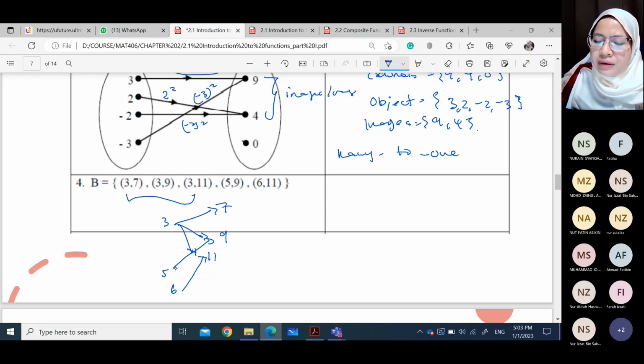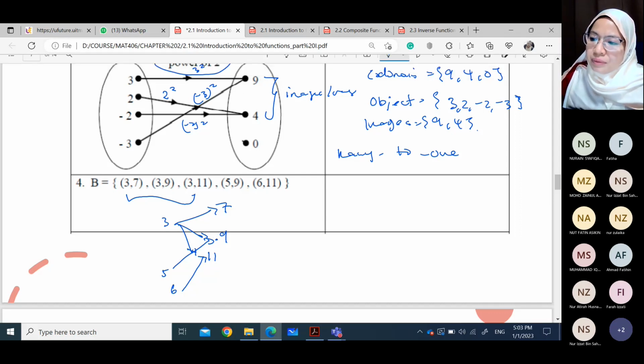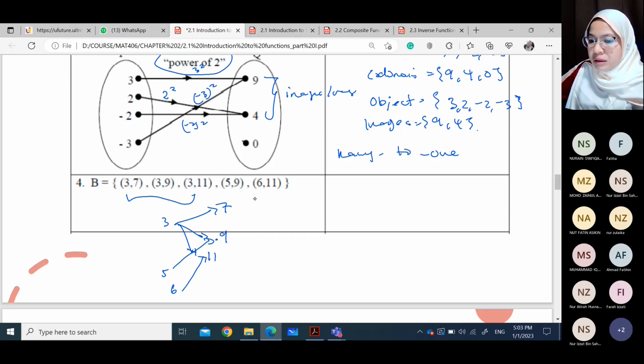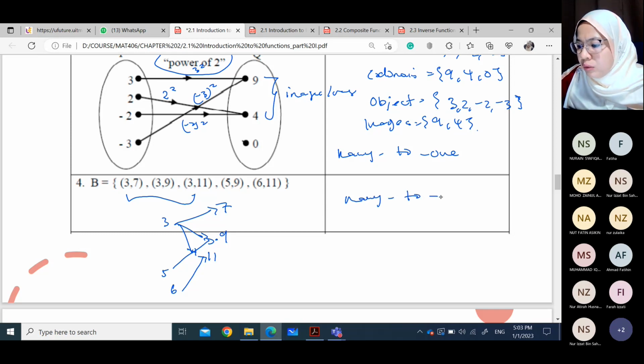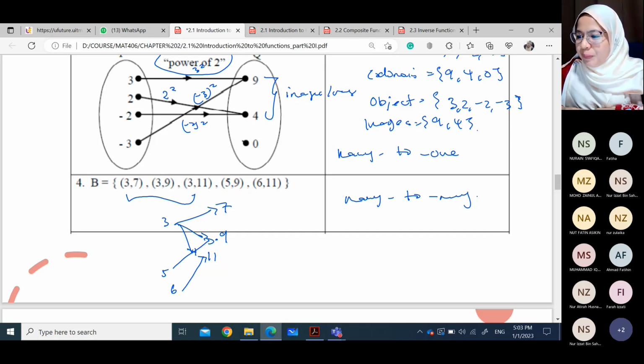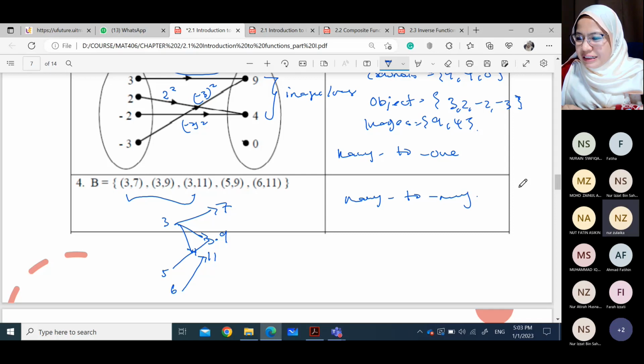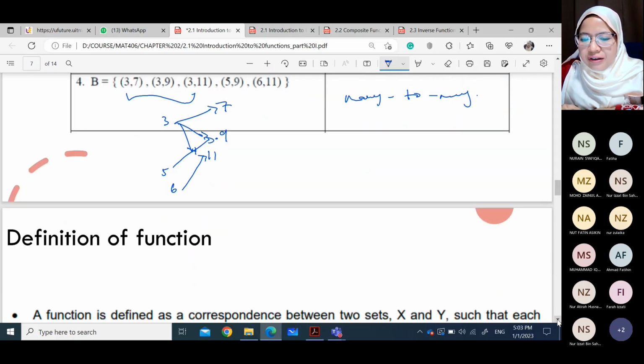And the other one here is this one: 1 to many, 1 to 1, 1 to 1. So if we look here at 9, it comes from different objects, which are 3 and also 5. Okay, so this one we can say that this is about many to many. Many to many. Do you understand? Any questions for this relation? None. Clear? Okay, very good.